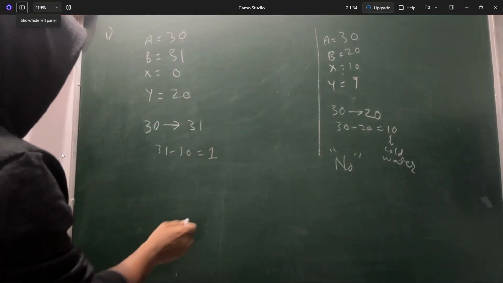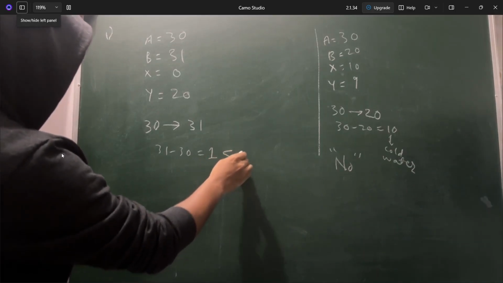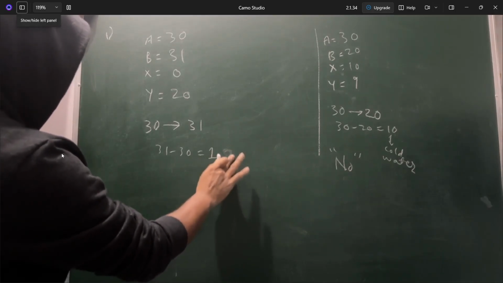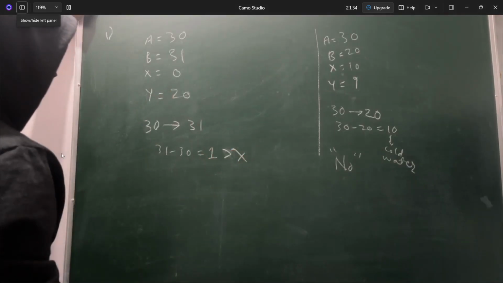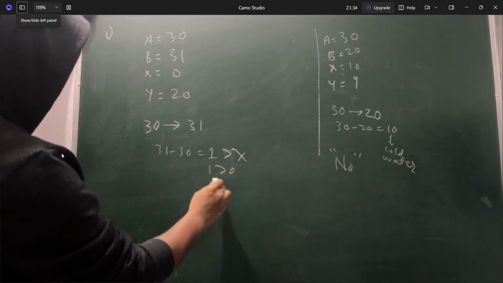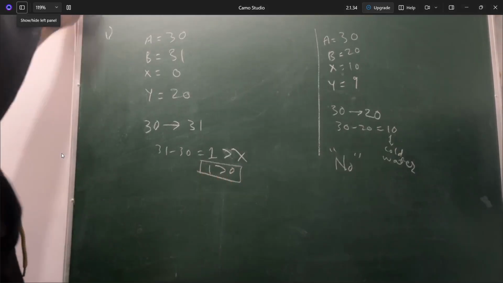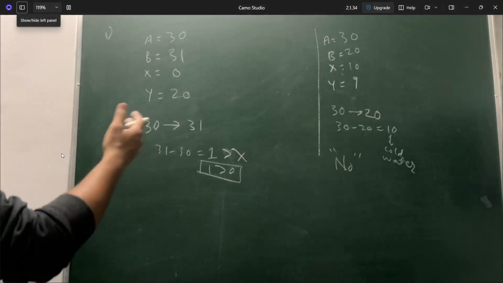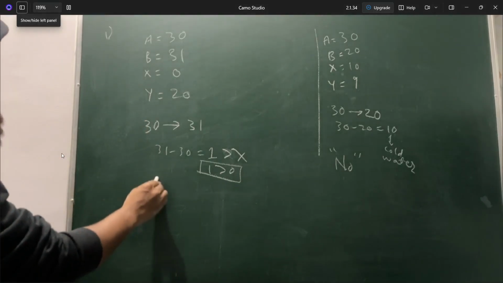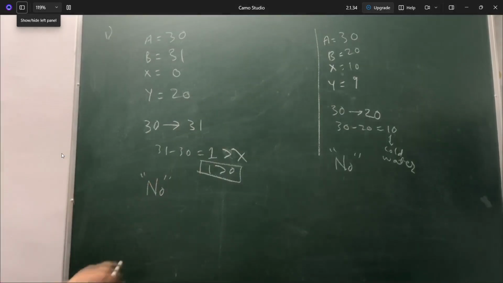But if you see X, that is less than 1, right? X is less than 1. So which means he doesn't have sufficient hot water to mix in order to make the temperature 31. So in this case, he'll not be able to achieve the final temperature, so we'll have to return no.